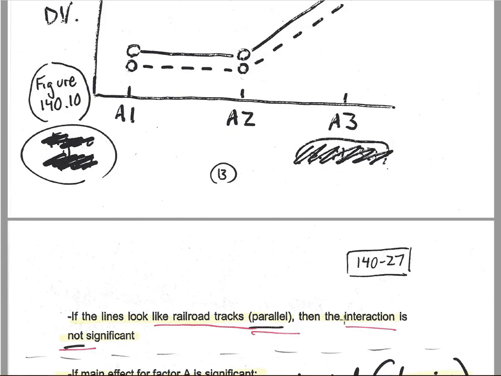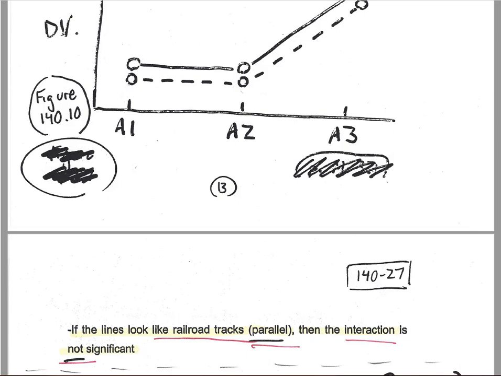In fact, I put that into words on the next page, 140-27. If the lines look like railroad tracks parallel to one another, then the interaction is non-significant. So, that is the signature of a significant interaction effect: non-parallel line segments. Pause. Let that burn into long-term memory.